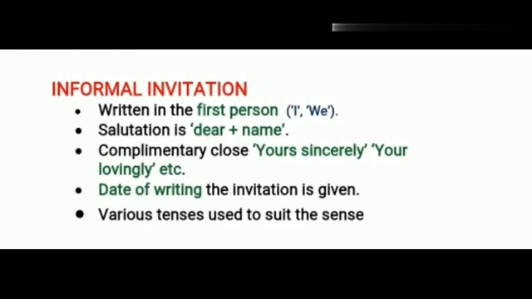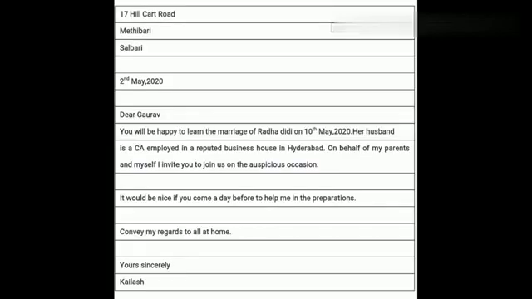We can talk about how they used to spend time, and what they are going to do at the party as well. Therefore, tenses may vary. Let's see the format. Sender's address, date, salutation, content, concluding paragraph, and signatory. That's it. Let me show you one example. Sender's address is 17th Hilkat Road, Methibari, Salbari. Date 2nd May 2020. Dear Gaurav, salutation, dear Gaurav.